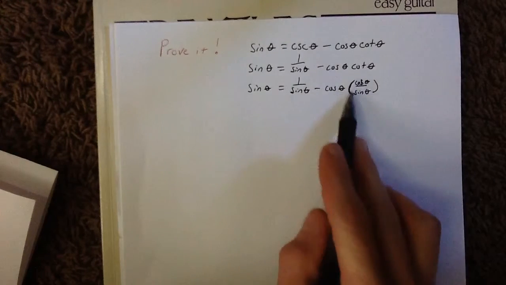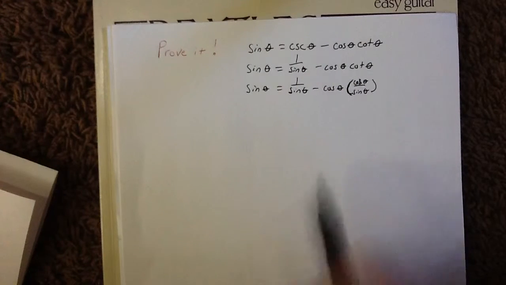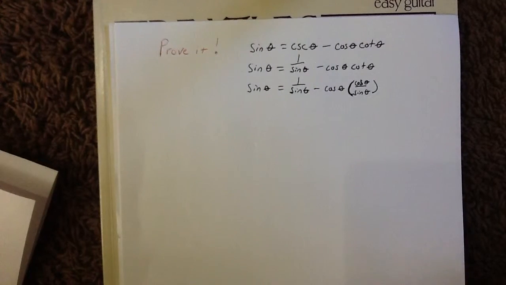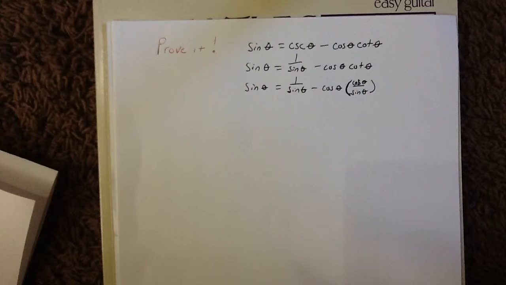So the reason I drew parentheses around this was because cosine and cotangent are multiplying each other. So I wanted to emphasize that cosine still needs to multiply this. I got cosine of the angle on top of sine of the angle for cotangent, which is what it's equal to. And where do I go from here?